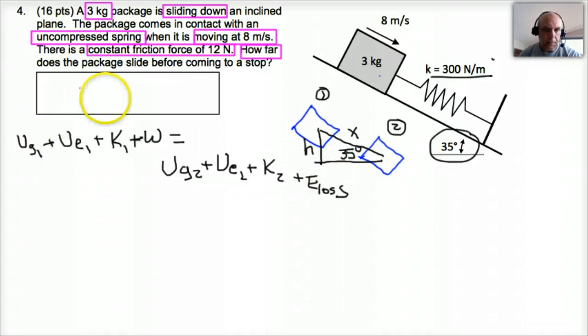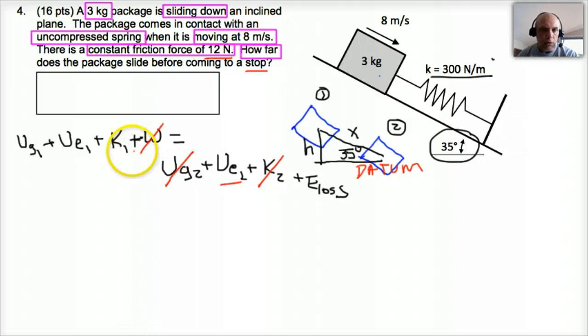Alright, so we'll set our datum at our lowest point. We don't know where that is, but everything can be based off of that lowest point. So that says our final gravitational is 0. Final kinetic is 0 because it comes to a stop, or it changes directions, at its maximum lowest point. The spring final is not 0, it's compressed. And energy loss, we do have a friction force given here.